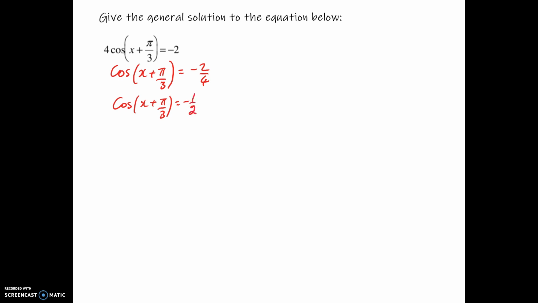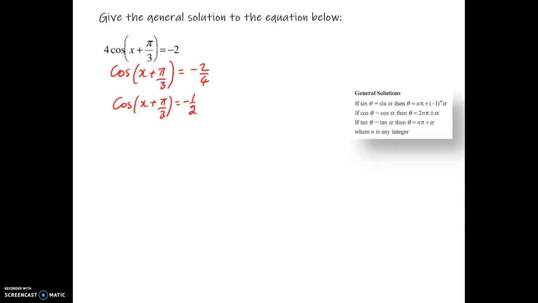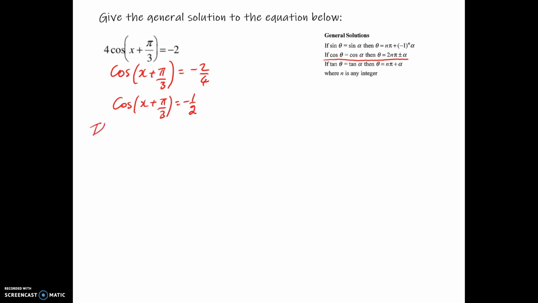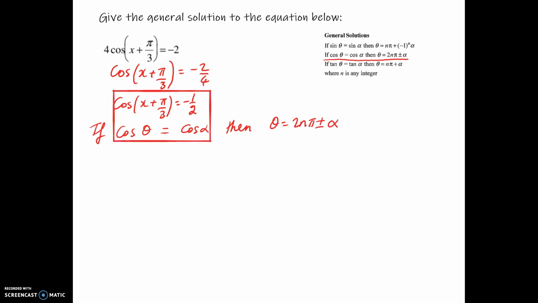Now, we'll have a look at the formula sheet. And this is a cosine function, so I'm interested in this one here. I'm going to write that right underneath here. Okay, this is what we have.